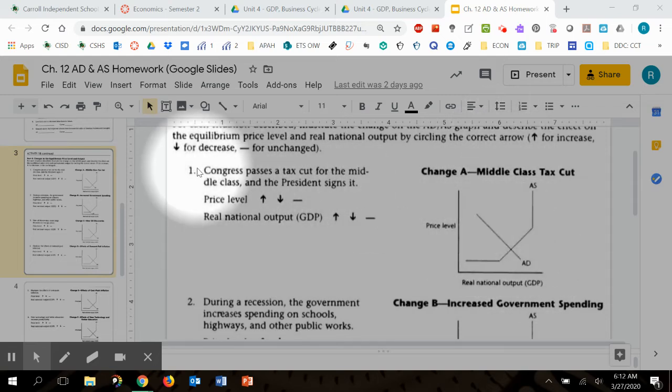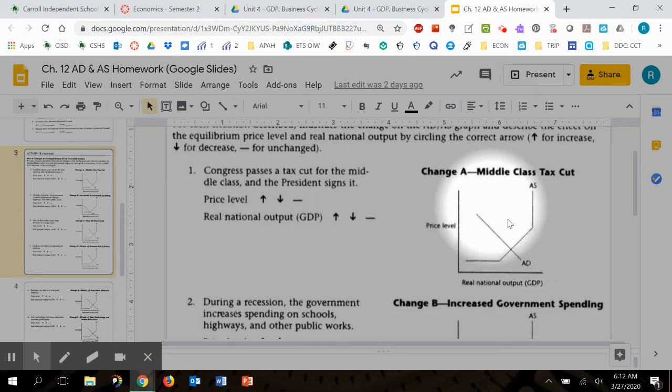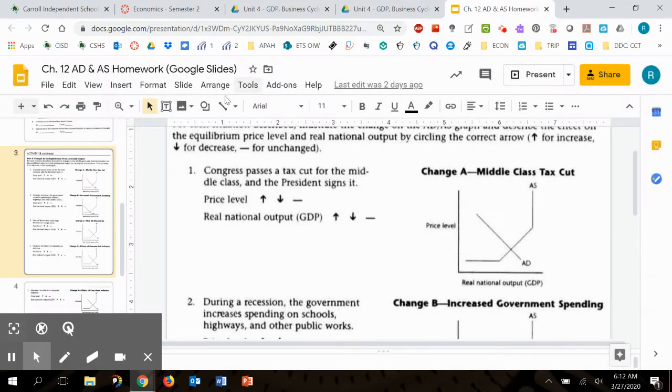If I read this: Congress passes a tax cut for the middle class and the president signs it. I'm assuming that's going to be more consumption. Therefore, let's take a look. More consumption, more AD. Now I'm ready to draw my curve in the forward position, okay? So hold up. Let me do that for you just real quick.